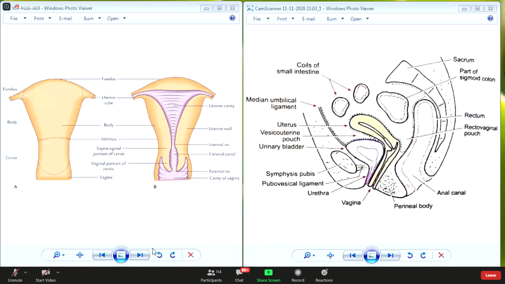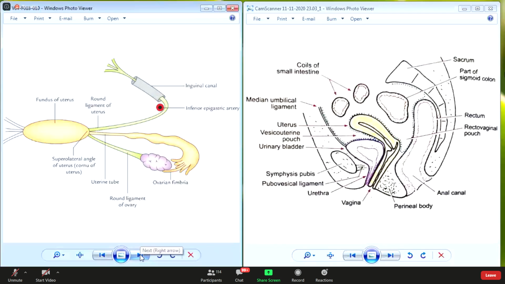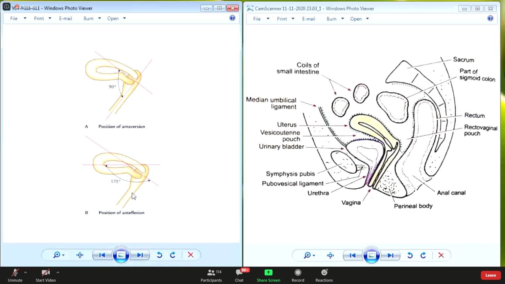Okay, now a very important thing about the uterus: these two terms, anteflexion and anteversion. The uterus is a very dynamic organ. Why am I saying that? Because not only during pregnancy does it enlarge and accommodate the baby, but every day it is accommodating the changes in the urinary bladder and the rectum.